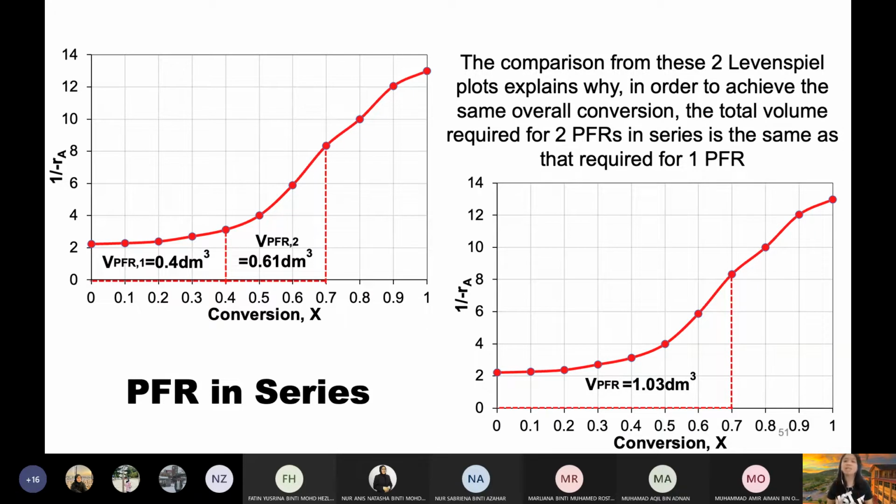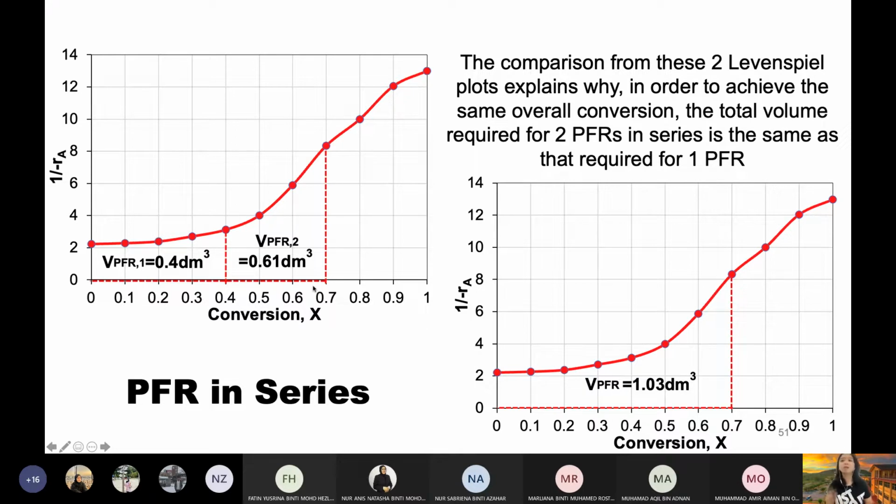Means, let's say you don't have one single reactor of 1.03 dm cube, you can still run the reaction using two smaller reactors but connected in series. Means if you have two smaller PFR, you can still actually run the reaction in comparison to using one single PFR. But you have to understand the arrangement of the reactors.